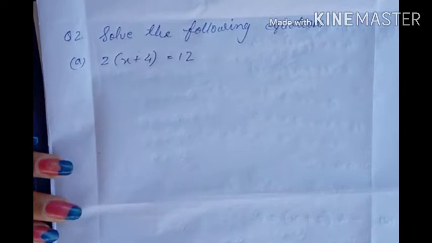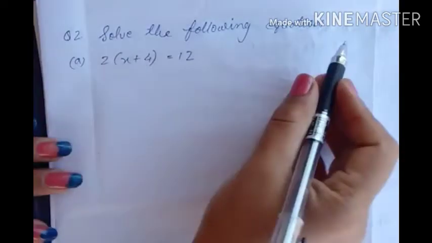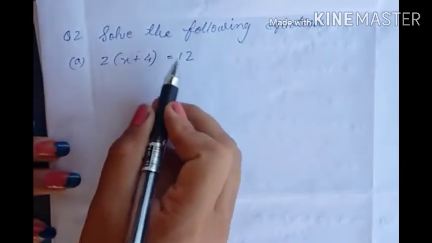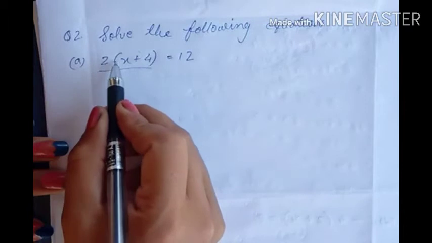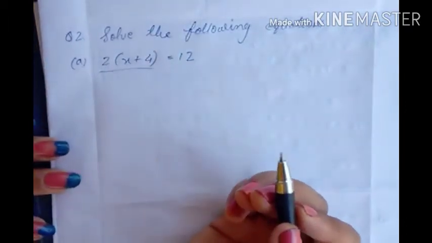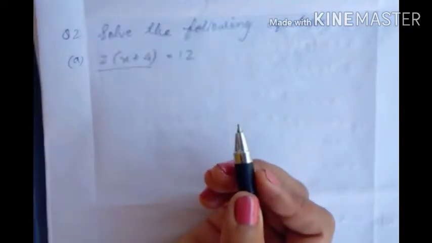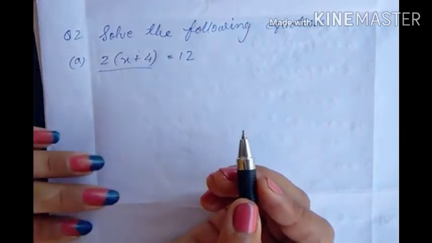Now question number 2, solve the following equation. What is the question? Solve the following equation. 2(x plus 4) equal to 12. So here we can see the new thing. What is the new thing here? We can see the bracket, isn't it? Here we can see the new thing. The new thing which came here is the bracket.